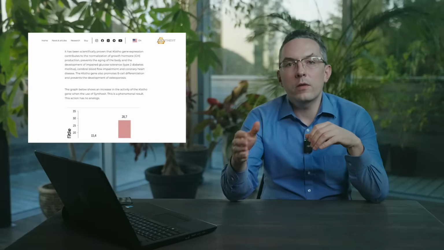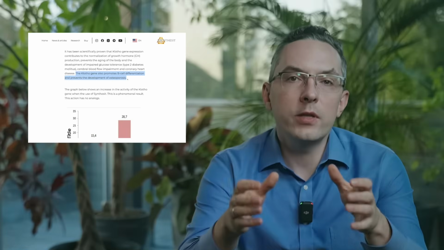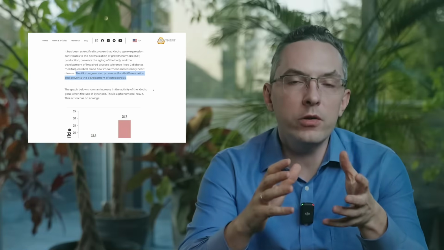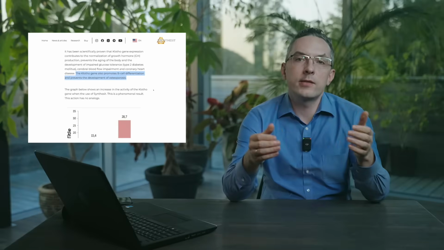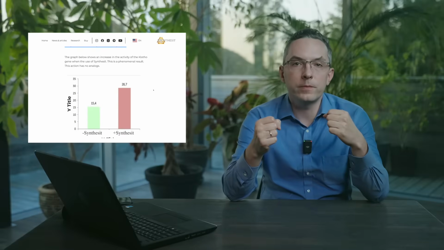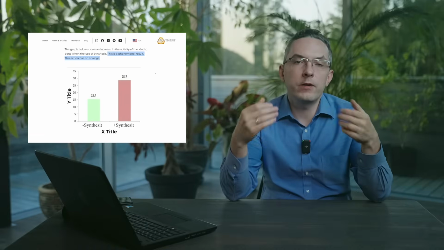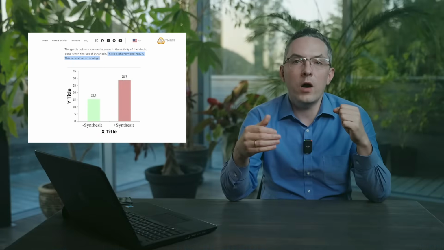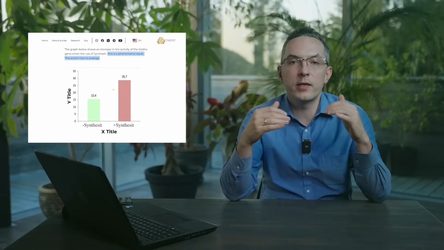So what does Klotho actually do? First, it literally helps repair the genetic code. It slows down DNA damage and reduces chronic inflammation. Second, it protects the heart and blood vessels. It stops cholesterol from turning into plaques, makes vessel walls flexible, and lowers blood pressure. The risk of a heart attack and stroke drops significantly.